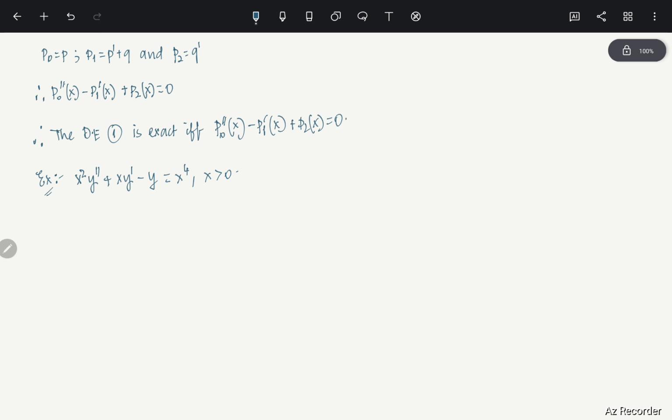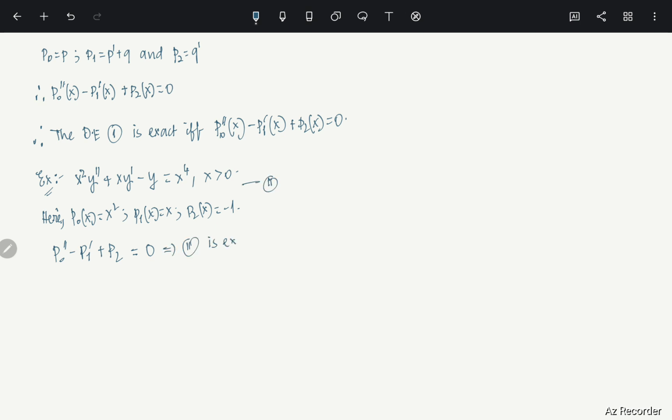I will show you a very easy way of doing it. So what we are going to do is this. Let's say here P0 of x is x squared, P1 of x is x, P2 of x is minus 1. So if you take P0 double prime minus P1 prime plus P2, that is going to be 0. That will imply that, let's call it 2, is exact.